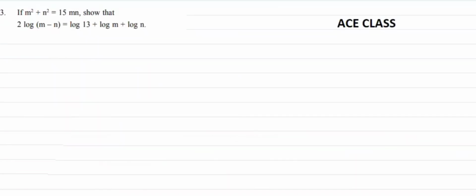Next question. If m square plus n square is equal to 15mn, then show that 2 times log of (m minus n) equals 13 plus log m plus log n, he is saying. Okay, for that, if it's a condition, you will be using this. So this I can write as m square plus n square is equal to 15mn.